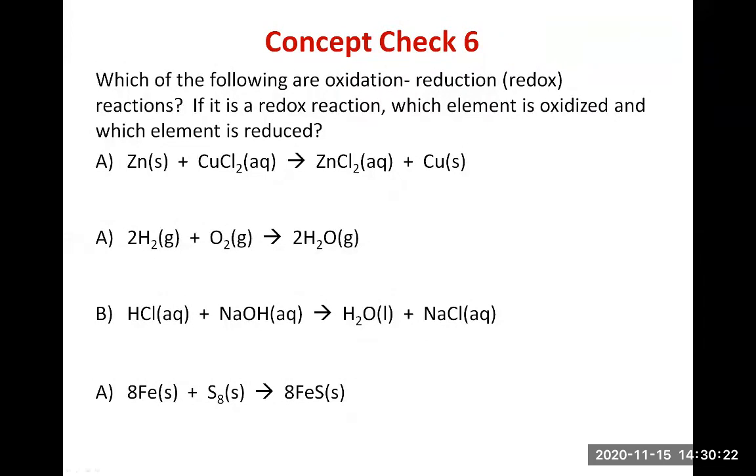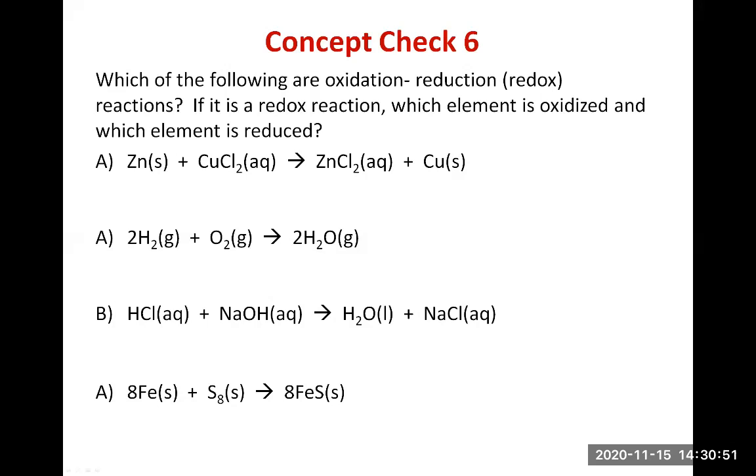So let's go over this concept check. Which of the following are oxidation reduction reactions? And if it is a redox reaction, which element is oxidized and which element is reduced? So we have zinc, the metal, as a solid, plus CuCl2, an aqueous solution, yields zinc chloride, another aqueous solution, plus copper, the metal, as a solid.